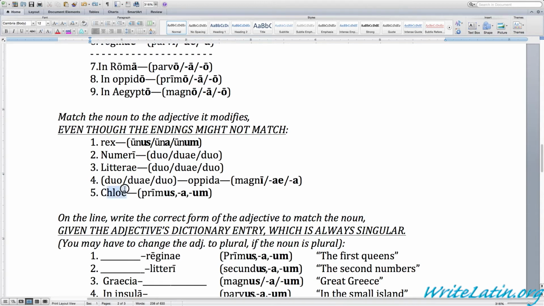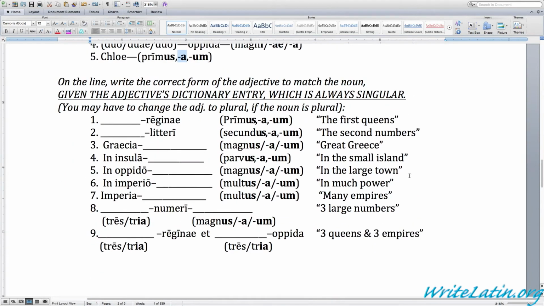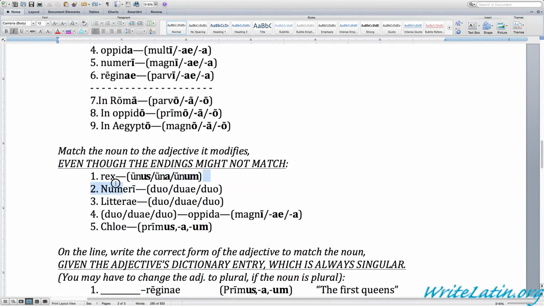Chloe, Queen Chloe the First. Well, you'd have to ask yourself, what gender is Chloe? She's feminine, so pick that one. Chloe prima. Okay, here's the hard part. So far, in the last group, I made it all singular or all plural. Now we're going to mix them up.